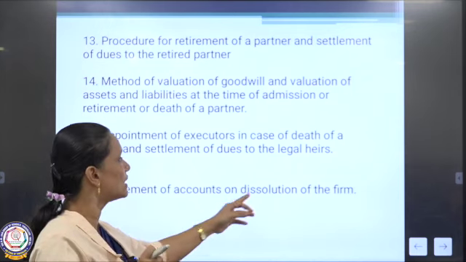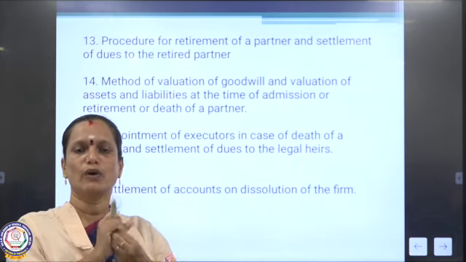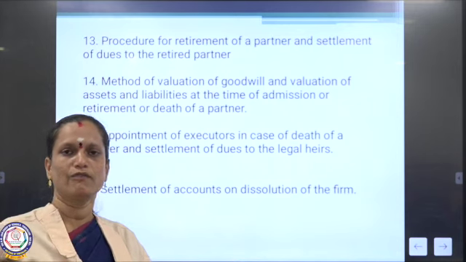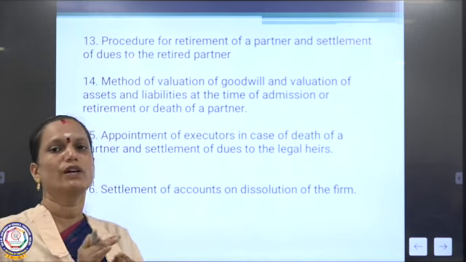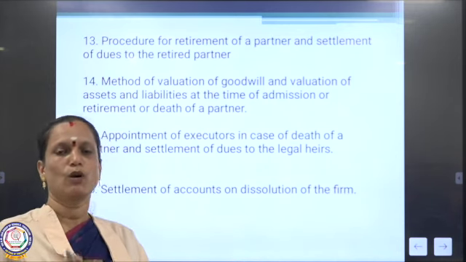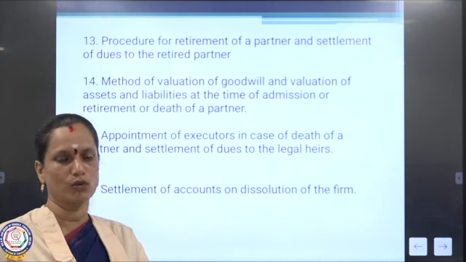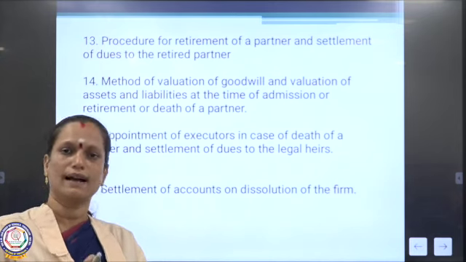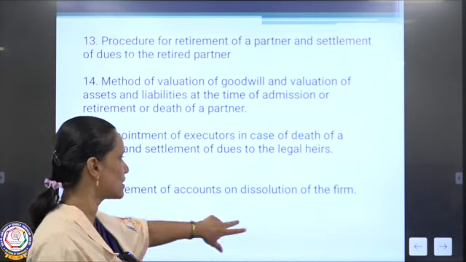Settlement of accounts on dissolution of the partnership. If we are going to dissolve the partnership firm, if you are going to stop the business, how we are going to settle the amount, what are all the formalities you are going to follow, that also we have to mention in the content itself. Okay. Do you understand, children?